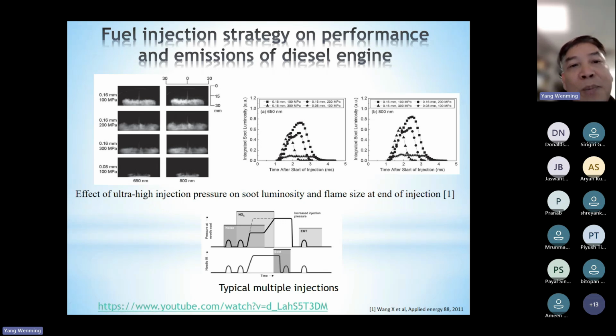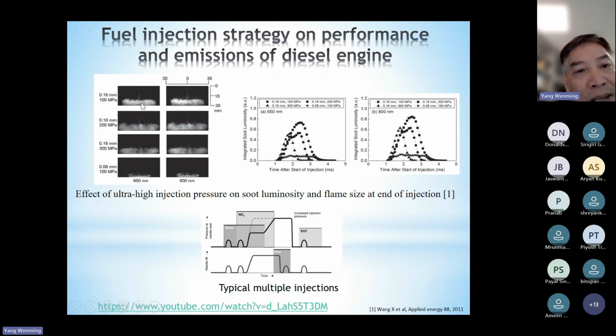The pictures are quite similar because we only changed the wavelength, so the signals produced at these two wavelengths should be similar, correct? Then we compare this one and this one. The fuel injection hole is the same, 0.16 millimeter, but the fuel injection pressure is different: this one is 100 megapascal, this one 200 megapascal. You can see that with increasing fuel injection pressure, the flame size will increase.